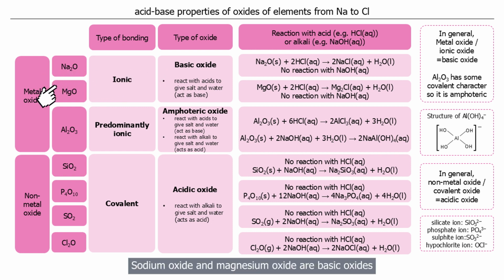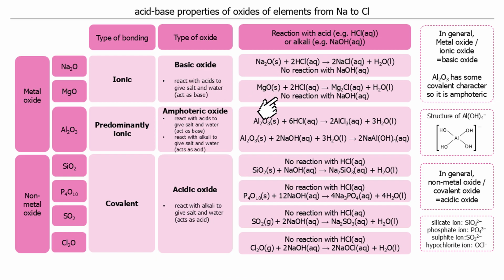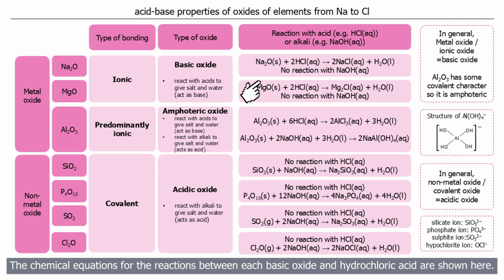Sodium oxide and magnesium oxide are basic oxides because they can react with acids to give salt and water. However, they do not react with alkalis. The chemical equations for the reactions between each basic oxide and hydrochloric acid are shown here.